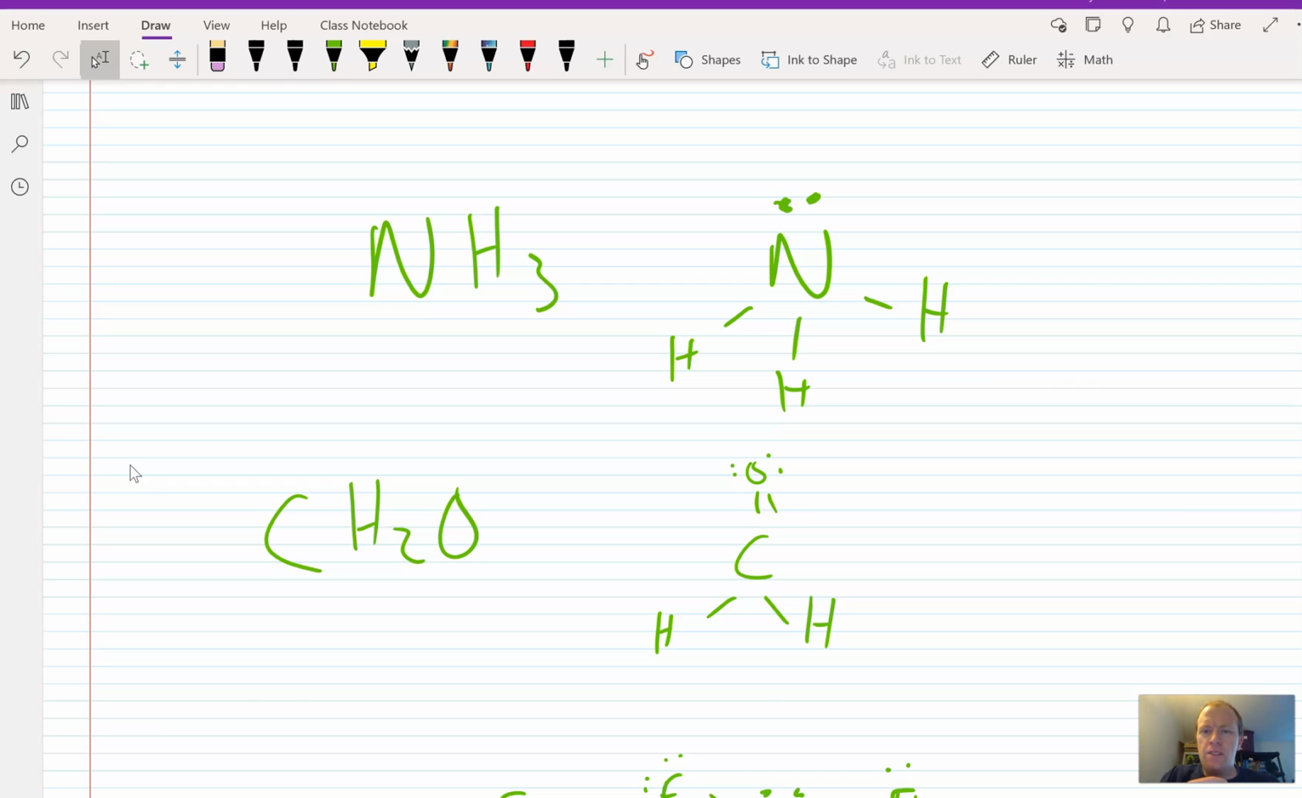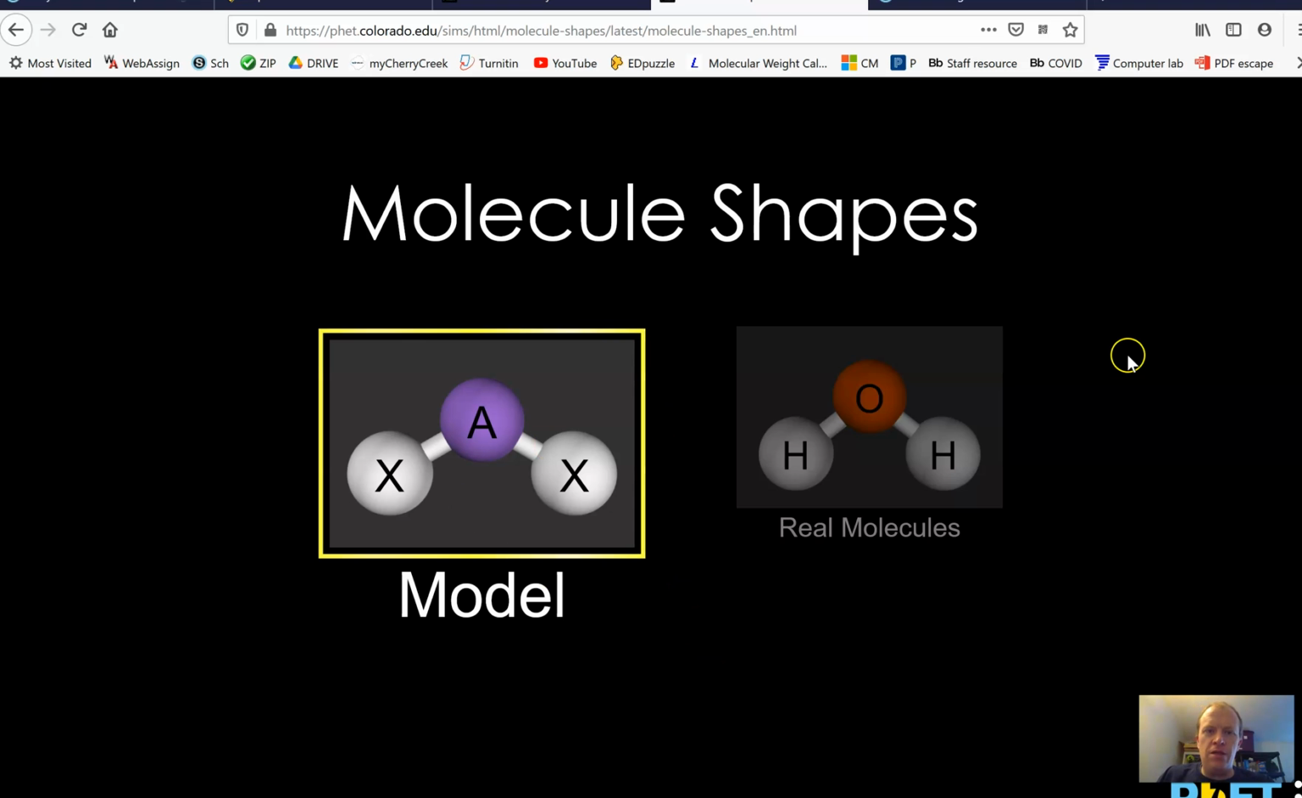But for example, NH3, what I want to show you is how to use the PhET molecular shape resource, which might help give us a better idea of the shape of this molecule and whether it is symmetrical or not. As I am talking right now, in the current year, 2020, I've linked a couple different PhETs that you might want to look at. One of them is called molecular shape, and it looks a little bit like this when you open it up.